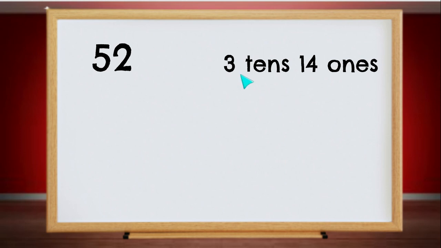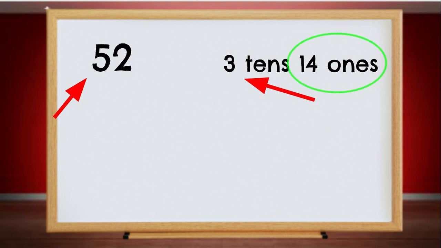52 and then we have 3 tens, 14 ones. Remember, let's look at our first digit. We have a 5 and a 3. By looking at it, we notice that the 5 is greater than the 3. But let me just keep going to our ones.